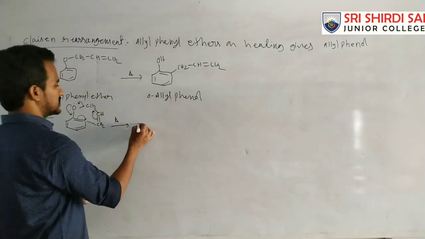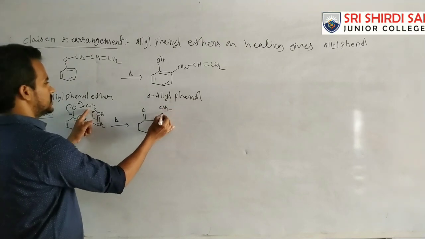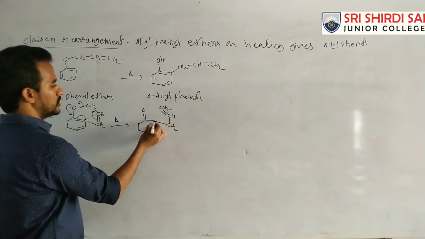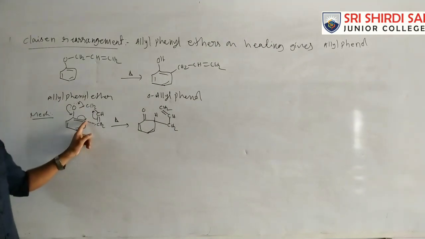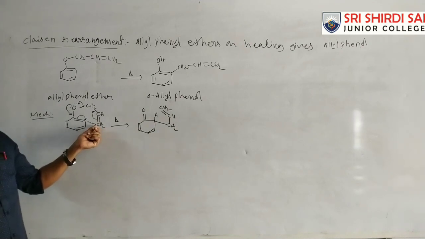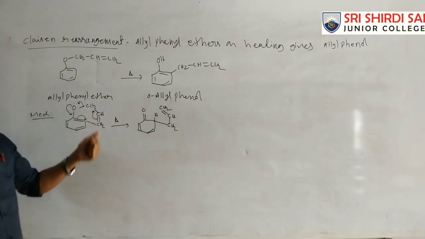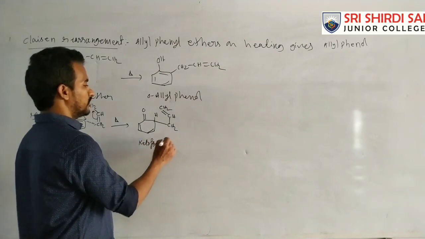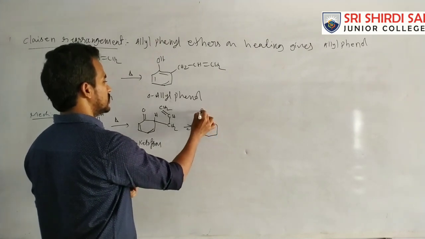As a result, we get double bond O, then CH2, double bond CH, and CH2. There is a new bond and a hydrogen at this carbon. So there is bond formation between the ortho carbon and this sp2 carbon, the double bonded carbon. The double bond is transferred, that means the position of the double bond is changed. Now this is the keto form. This keto form changes to the enol form.